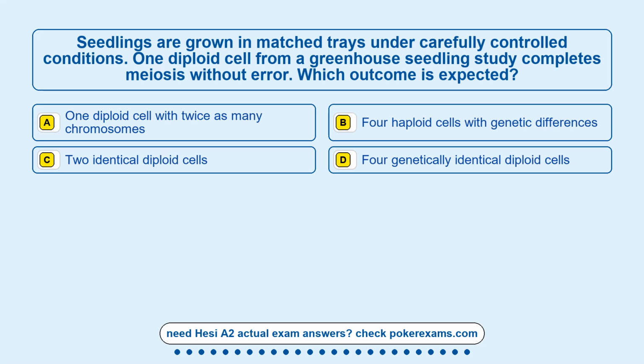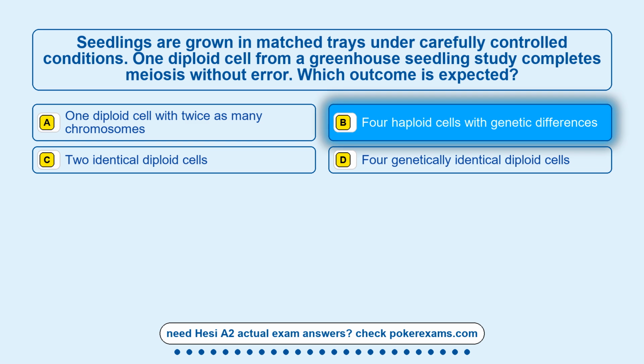Question 9. Seedlings are grown in matched trays under carefully controlled conditions. One diploid cell from a greenhouse seedling study completes meiosis without error. Which outcome is expected? Option A. One diploid cell with twice as many chromosomes. Option B. Four haploid cells with genetic differences. Option C. Two identical diploid cells. Option D. Four genetically identical diploid cells.